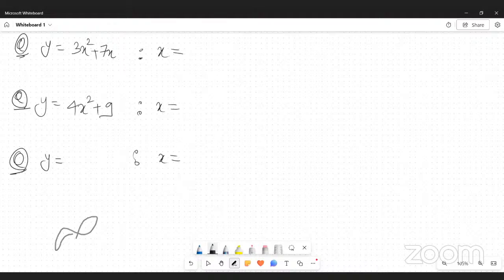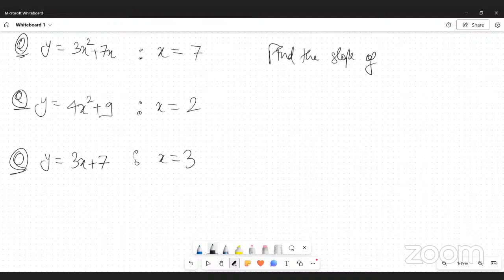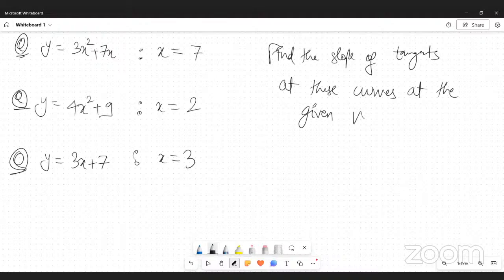Sir, 7, 9, 2. 7, 2. Okay. So I have one more problem, and x is equal to 3. Find the slope of tangents at these curves at the given values of x. This is your homework for today.